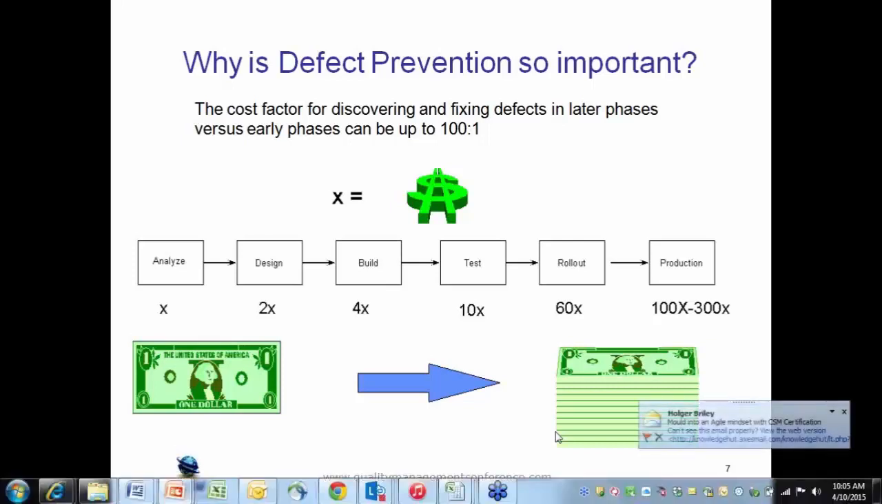Another reason why defect prevention is so important is companies are trying to do things faster for less money.